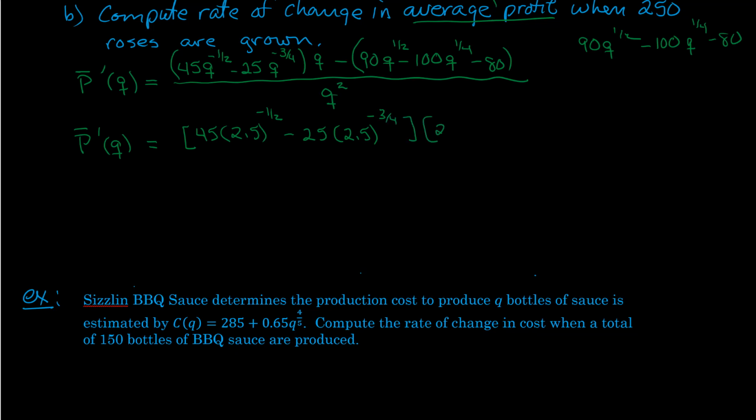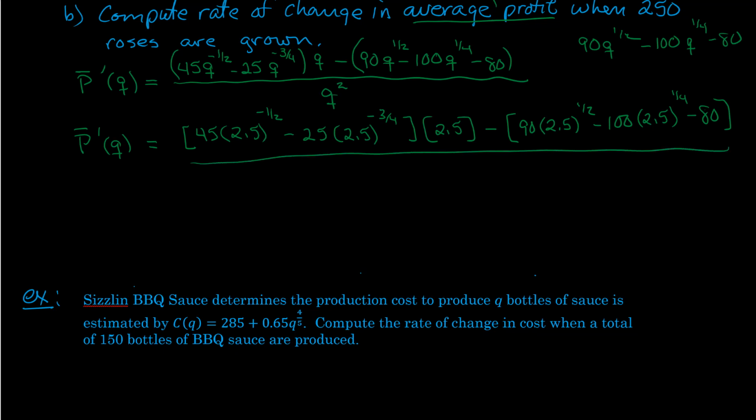Well, that's just 2.5 minus, be careful, include a parentheses or a bracket there. We're going to have 90 times 2.5 to the 1/2 minus 100 times 2.5 to the 1/4 minus 80, include the parentheses, all over 2.5 squared.